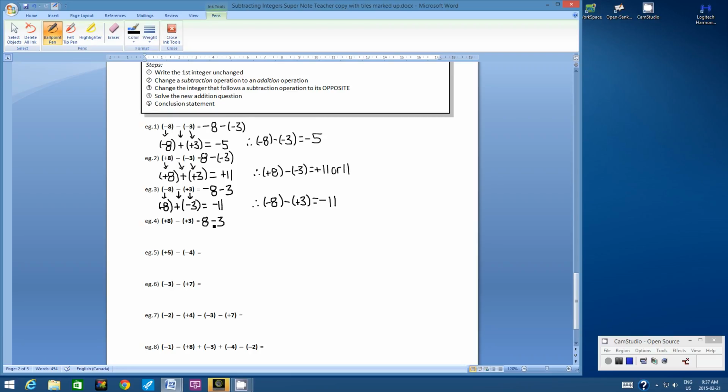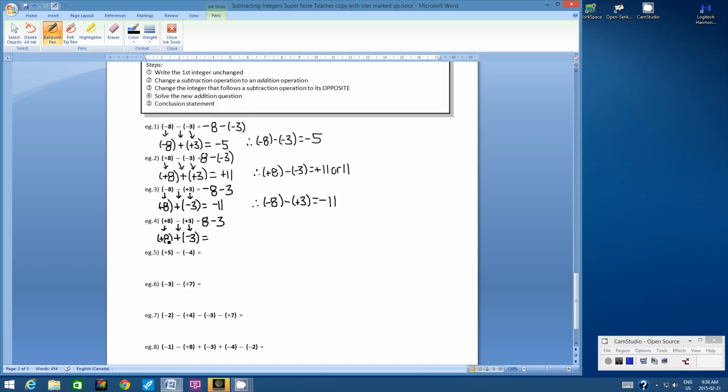Now, when we rewrite this statement in standard form, it becomes pretty obvious, doesn't it? But let's go through our steps. First integer, unchanged. Subtraction operation becomes addition. Second integer after the subtraction becomes its opposite, negative 3.